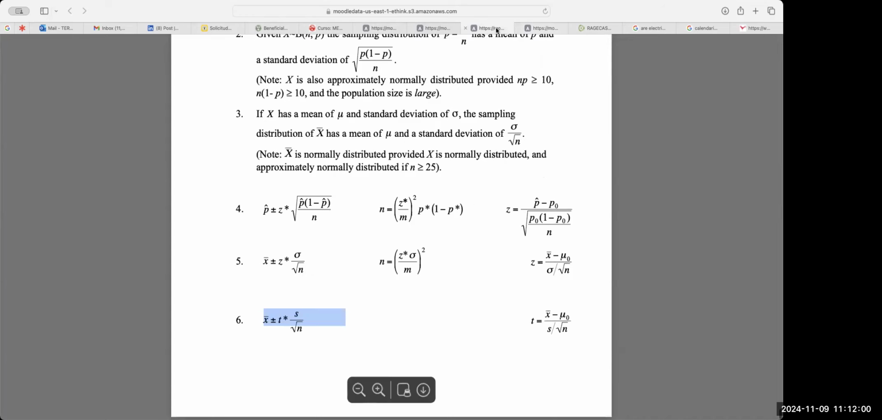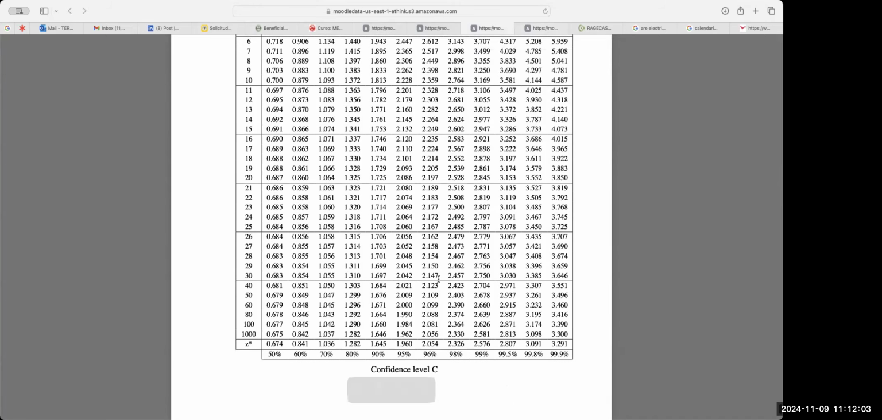So on the T table, just to clarify, we're going to go up from 95. It was 37 that we needed because we had 38, and 37 is not here. But this is the closest. 2.021 is closer because 40 is closer to 37 than 30 is. So that's why it's 2.021. You start on the bottom with the confidence level and go up.